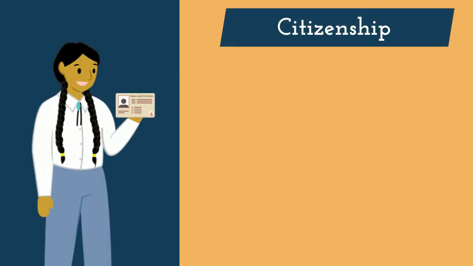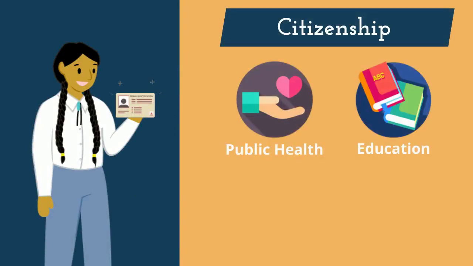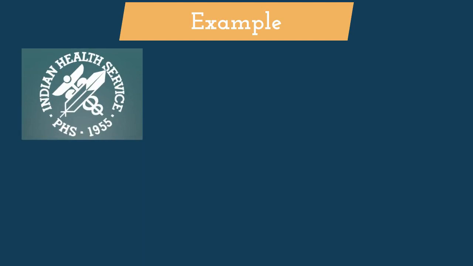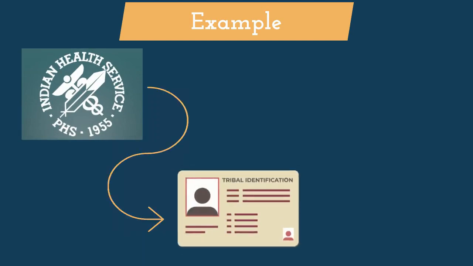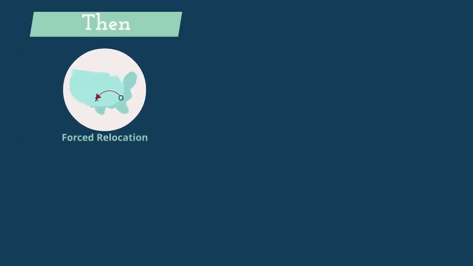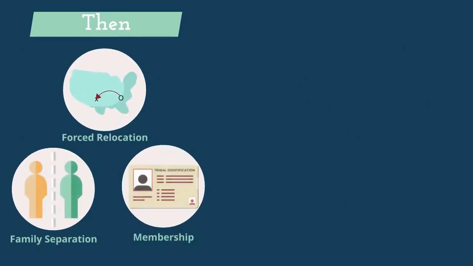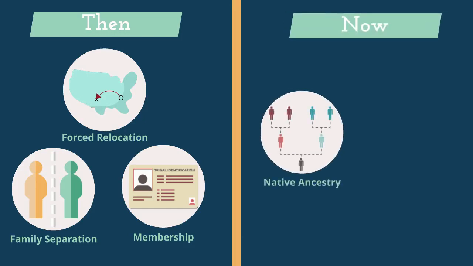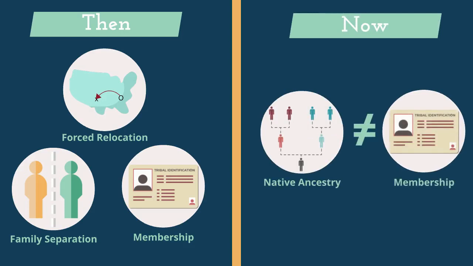Enrolled members may have greater access to public health, education, housing, economic, and cultural resources than non-enrolled members. For example, some Indian health centers require proof of a tribal membership in order to receive services. The problem is, because of the history of relocation, family separation, and strict membership protocols, it is possible and common for people to have clear Native ancestry and not be an enrolled member of a tribe. Sometimes people are even closely connected culturally to their community, but are still not official members.